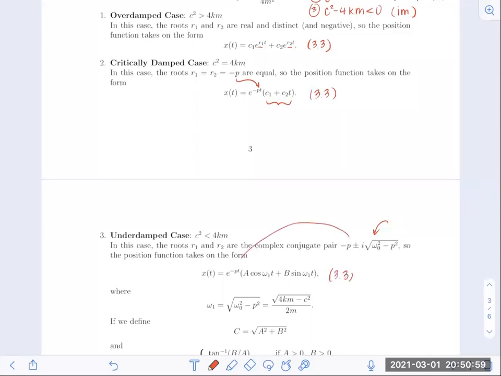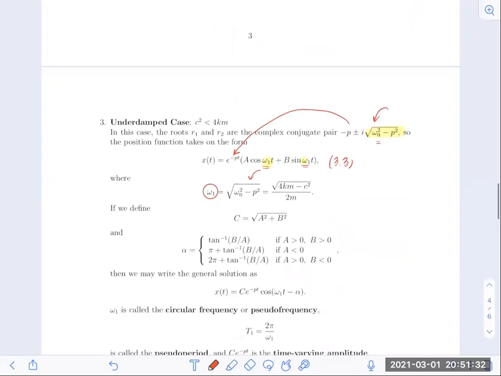The real portion occurs inside the exponential function, and then the imaginary portion right here shows up inside the cosine and sine. So you'll notice what they did here is the original imaginary portion has an omega naught. They're introducing a new variable, they're calling it omega 1. And that's just a shortcut here for the square root of omega naught squared minus p squared.